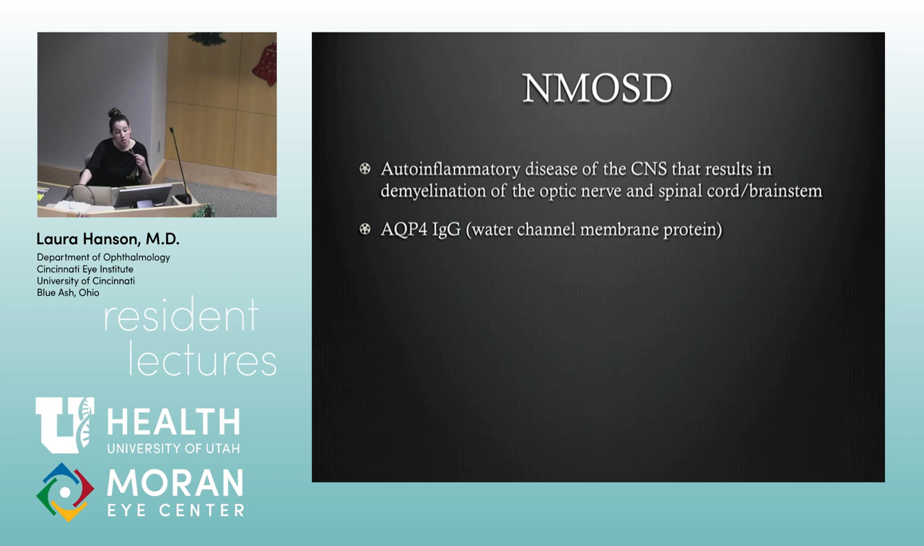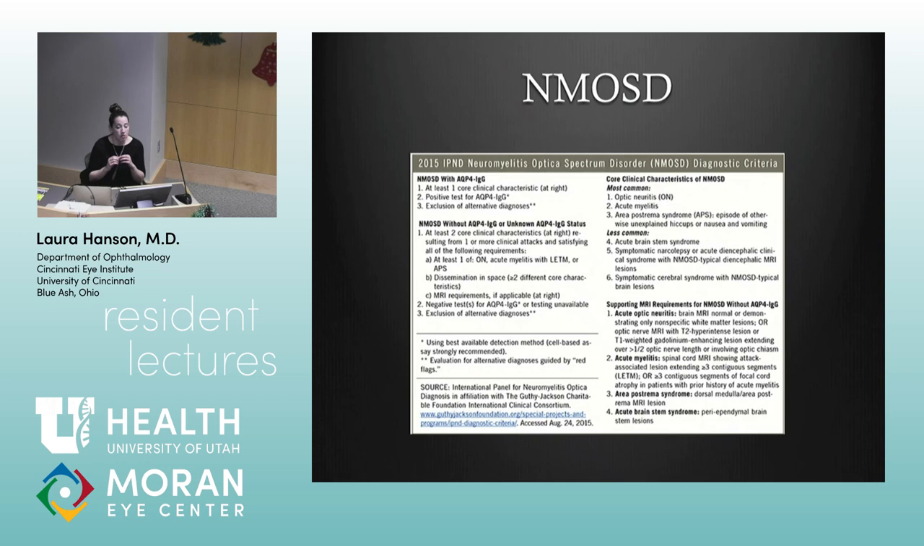So this is some updated criteria about diagnosing it, because you can make the diagnosis with or without positive antibodies. So I would be basically familiar with what you need to diagnose it. So there's the transverse myelitis. You also want to think about NMO if they describe an area postrema syndrome where somebody has intractable hiccups and vomiting.